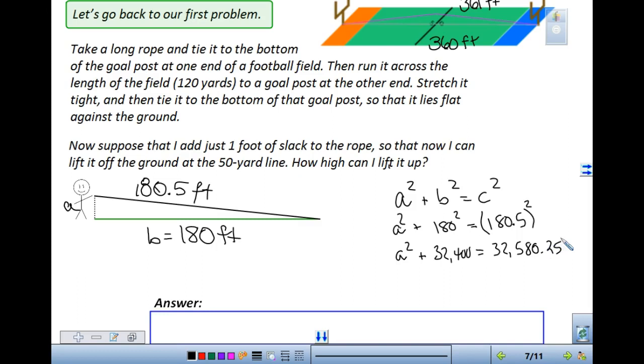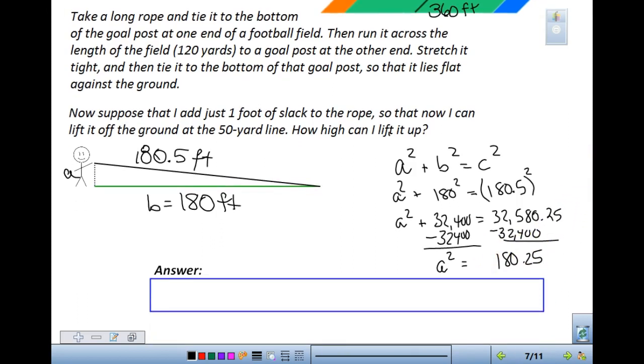What do I need to do next, Trishan? What am I going to do next to get my A squared by itself? Subtract, definitely we're subtracting. I'm going to subtract the 32,400 on both sides. So you should already have this number in your calculator, just hit minus. So when you had 180.5 on your calculator, gave you this, now just hit minus the 32,400. Connor, what'd you get? 180.25. Okay, so this is the area of the square, right?